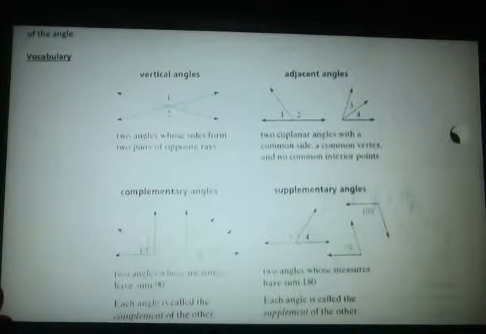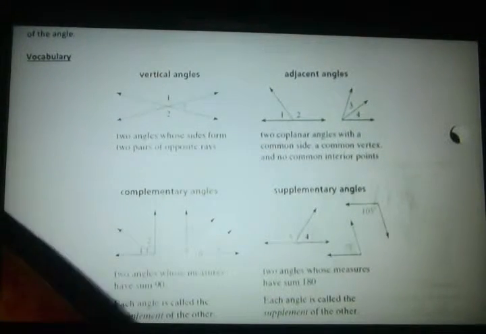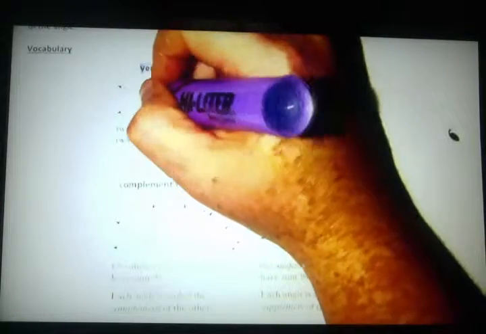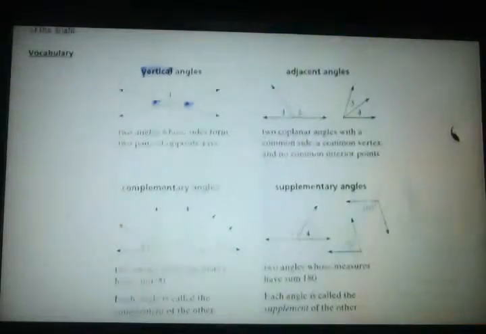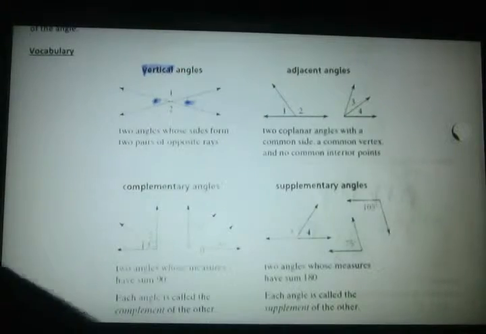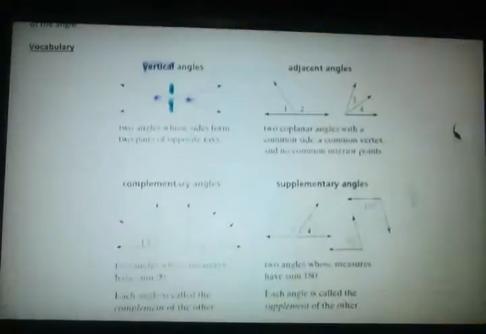Alright, let's talk about some new angles we're going to learn today. 4 different kinds. Vertical angles. Okay, so they are opposite. 3 and 4 are vertical angles. 1 and 2 are vertical angles, okay?